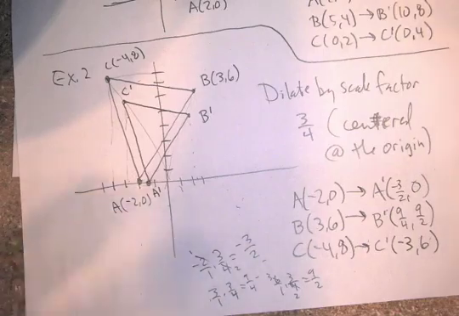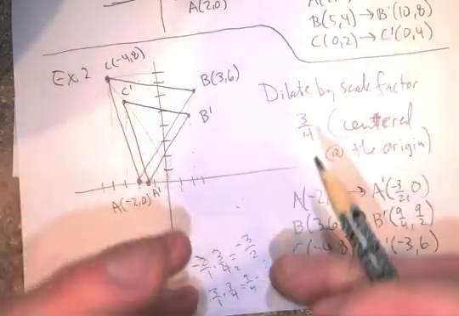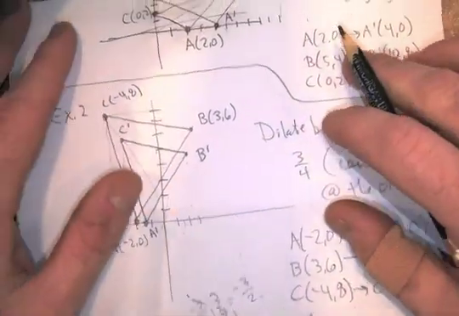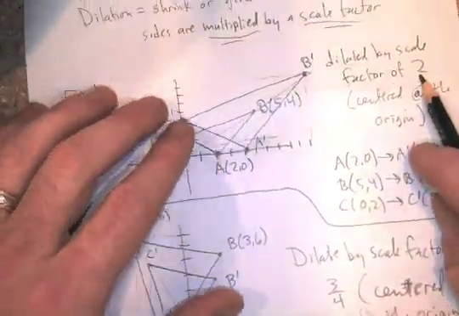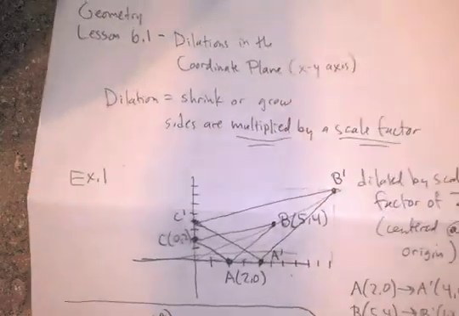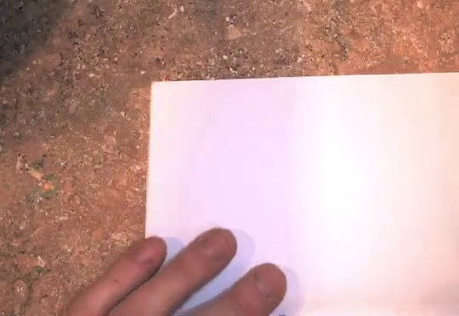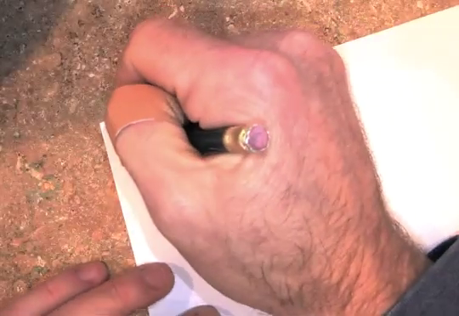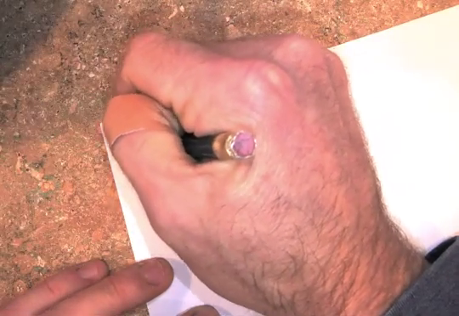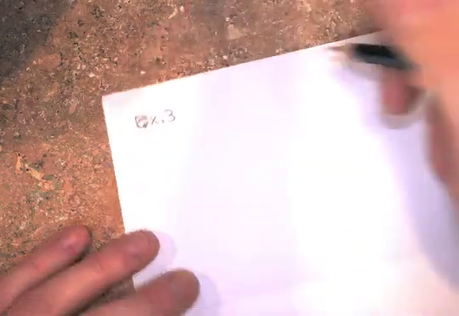So 3/4, if your scale factor is smaller than 1, it's going to shrink. And if your scale factor is bigger than 1, then obviously it's going to grow. Okay, do this one on your own. This is kind of what I'd like you to do today. Just do this one on your own to finish off your notes, okay?